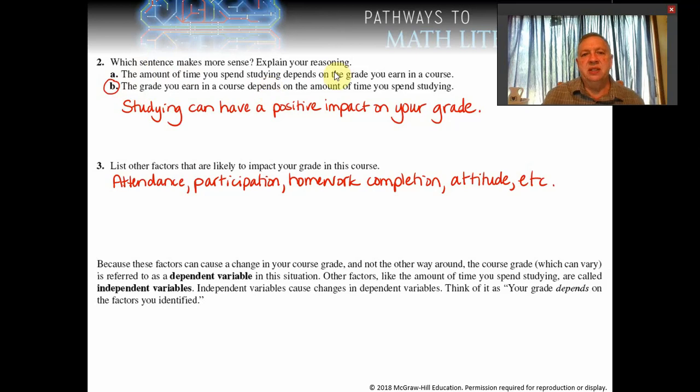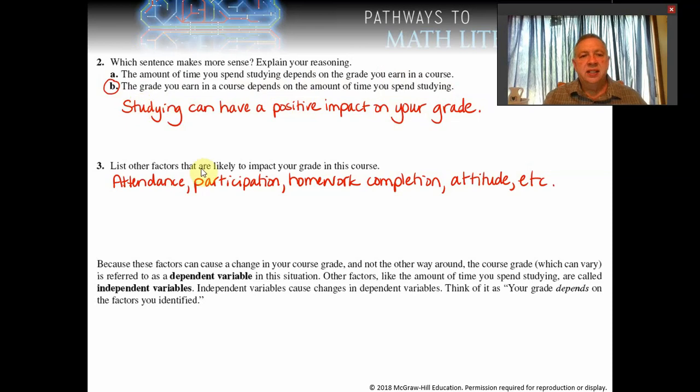Which sentence makes more sense? The amount of time you spend studying depends on the grade you earn in a course. So this is like, okay, Mr. Webb, if you give me an A, I'll study 5 hours a week. Usually doesn't work that way. You have to study 5 hours a week to get your A, right? So the grade you earn in a course depends on the amount of time you spend studying. This is the one that makes more sense.